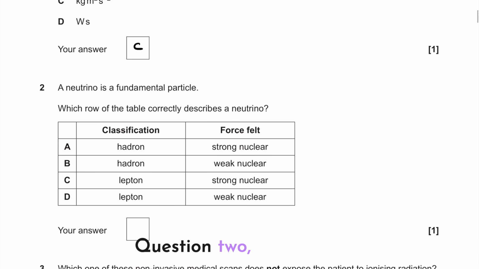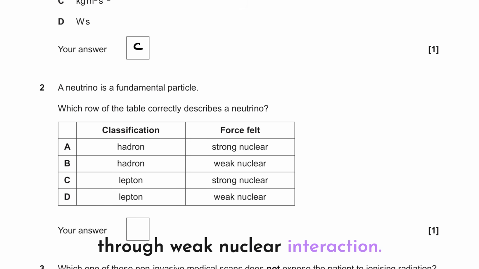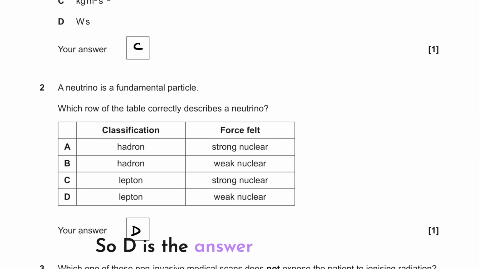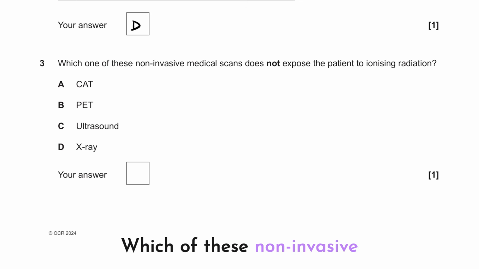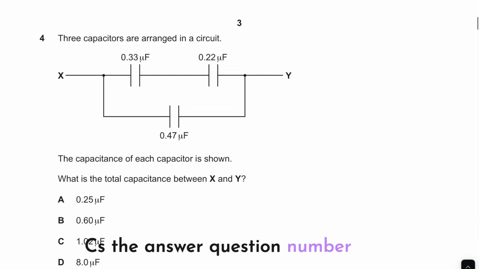Question 2. A neutrino is a fundamental particle. First things, it's a lepton and interacts through weak nuclear interaction. So D is the answer. Question 3. Which of these non-invasive medical scans does not expose the patient to ionizing radiation? C is the answer.